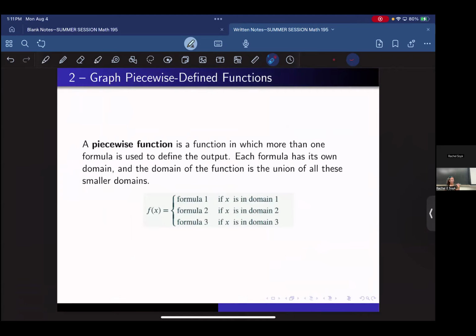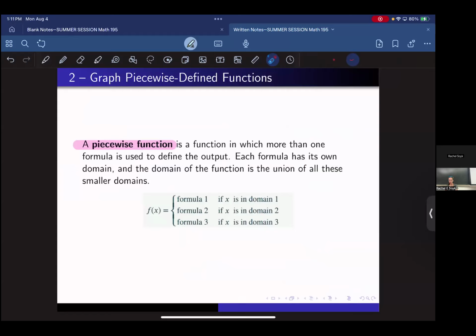Finally, we're at our second objective for this lesson, which is graphing piecewise functions. And so I'll ask someone to read this little paragraph. Any volunteers? Go for it.